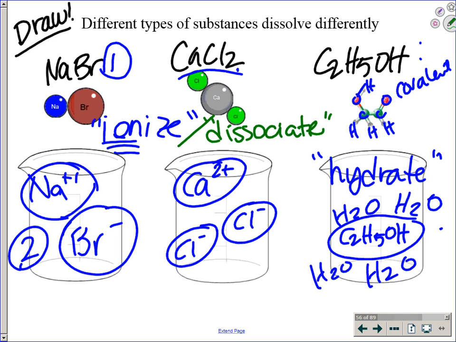Dissociate means that if you have a friend and your friend is being mean to you and you're like, whatever, I'm not going to associate with them anymore, you have dissociated. You have broken apart from them. So dissociate means just not to associate, so they pull apart. But in the end, we get 3 ions out of this.